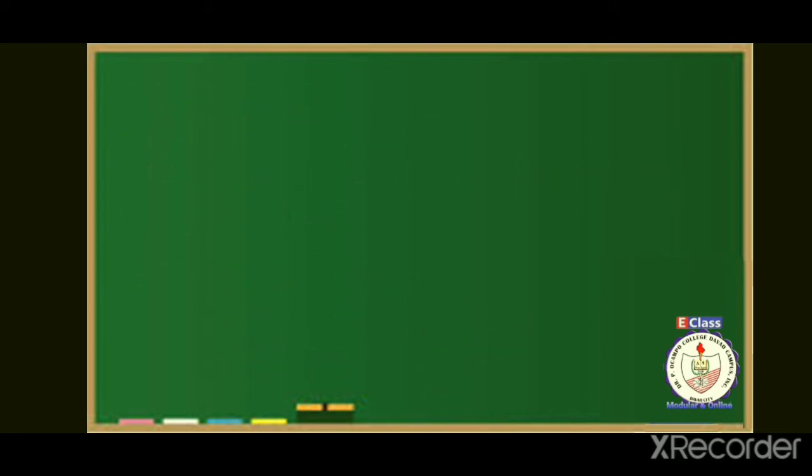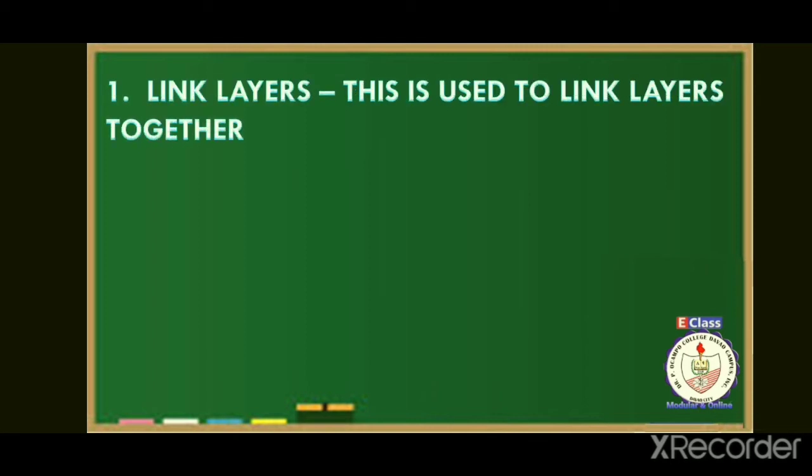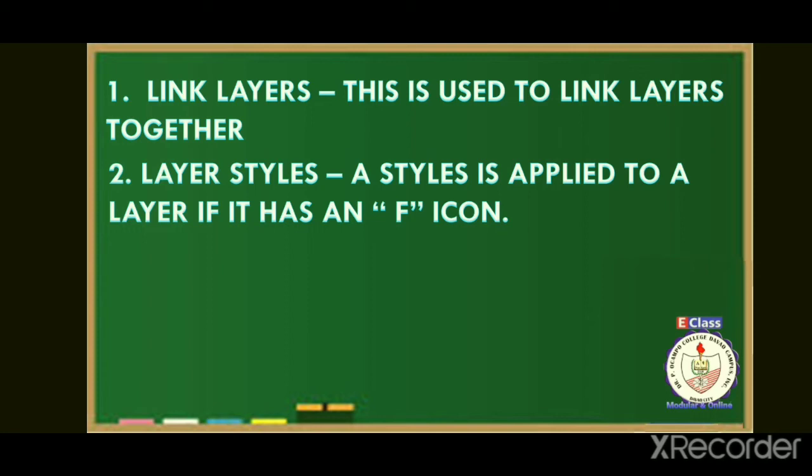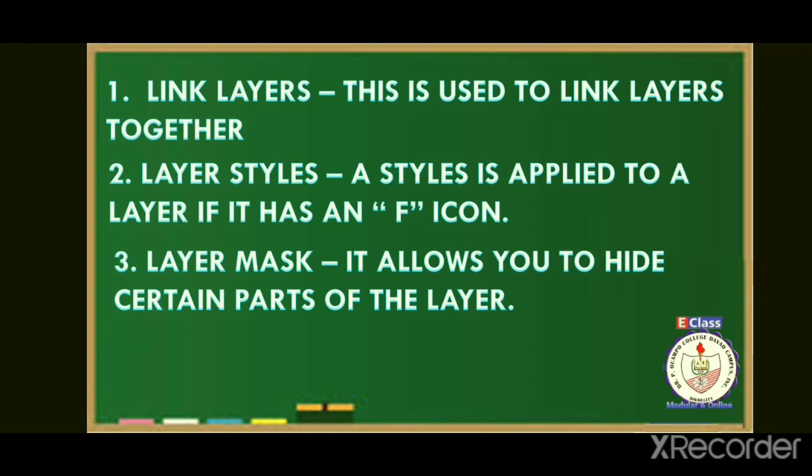Now, in the layer properties, number 1 is link layers. This is used to link layers together. Second, layer styles. Styles are applied to a layer if it has an F icon, which shows at the bottom of the layers palette. Then click the little black triangle to see style options. Third, layer mask. It allows you to hide certain parts of the layer. It uses the paintbrush and the white paint color to expose portions of the layer.